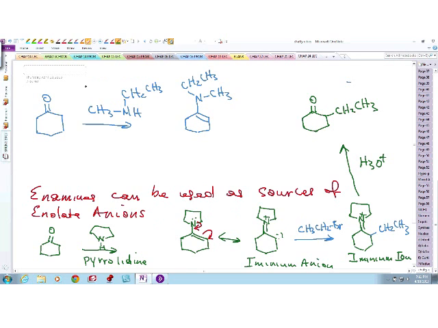Now, this reaction I've just given you here is what you call a Stork enamine reaction. In other words, anytime you take a secondary amine, react with a ketone or aldehyde, form an enamine, and then you use that enamine for alkylation, and then finally open up the iminium ion to get the ketone or aldehyde. That is called the Stork enamine reaction.